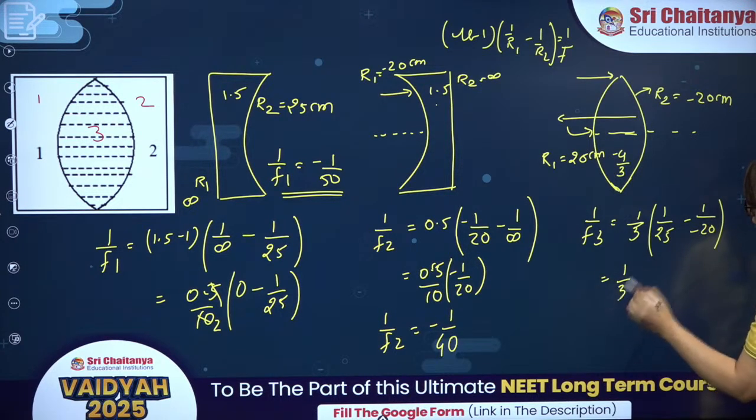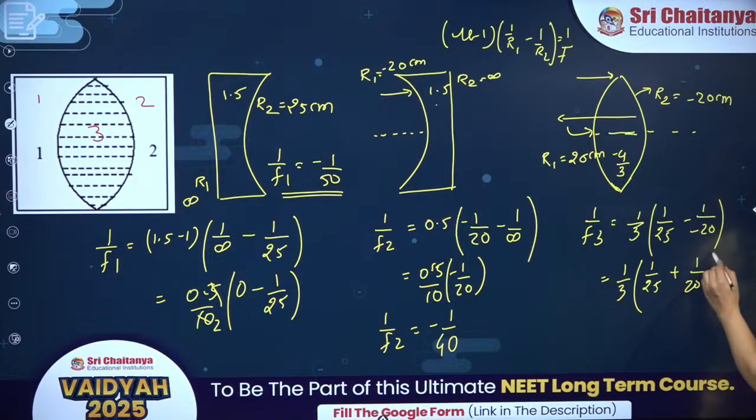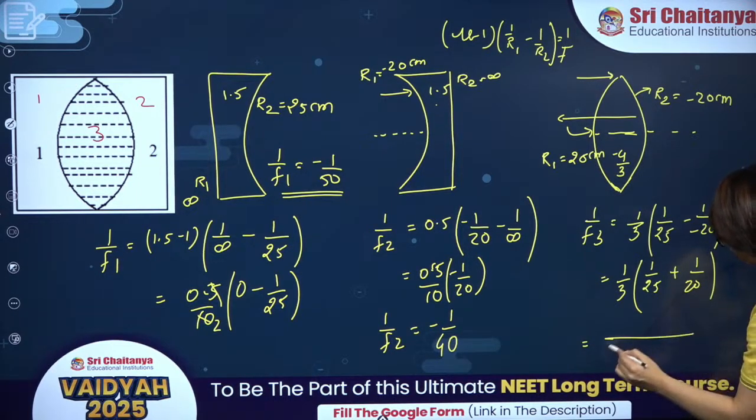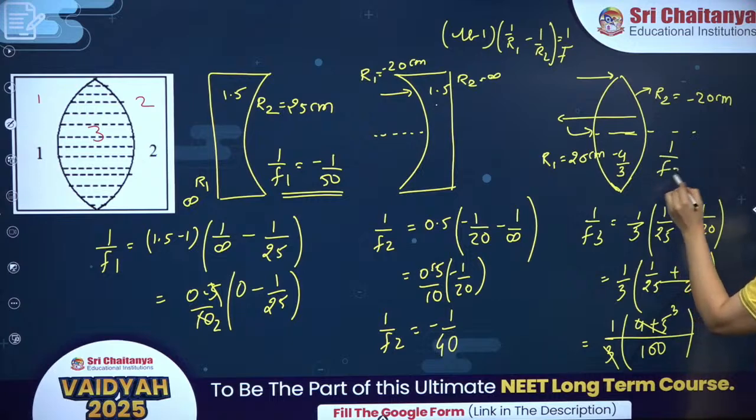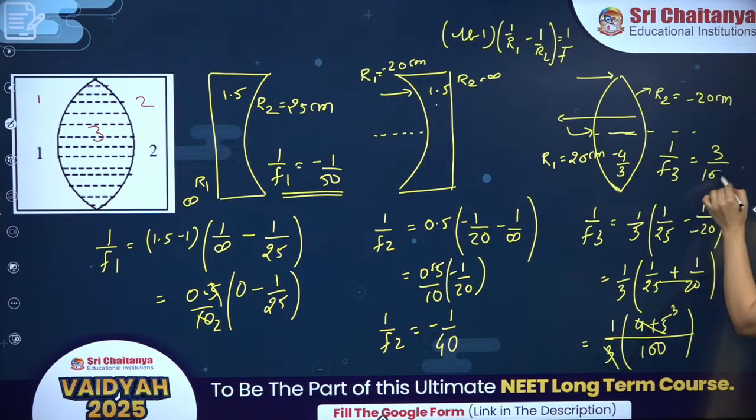So it is 1 by 3 times (1 by 25 plus 1 upon 20). You can take 1 by 3 as it is and then 100 as LCM. So this will be 25, 4 plus 5. So it is 9 upon 100 into 1 by 3. So this will be 3. So we have 1 upon f3 as 3 upon 100.